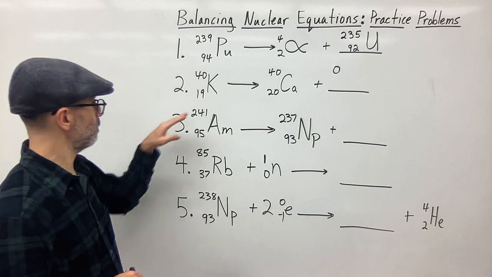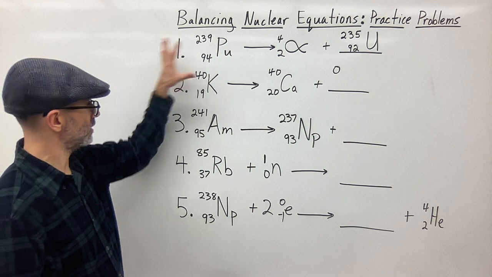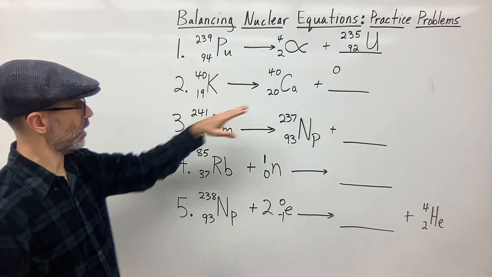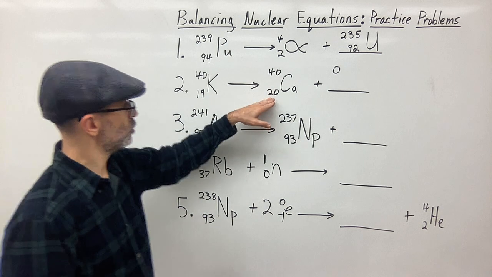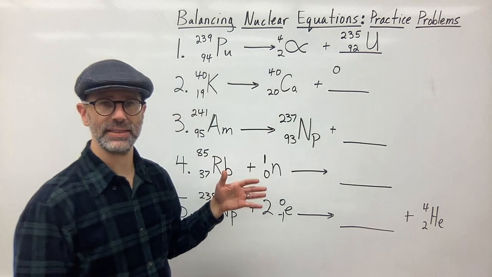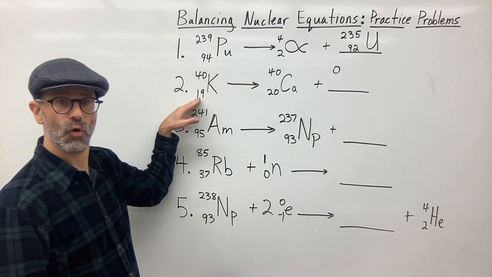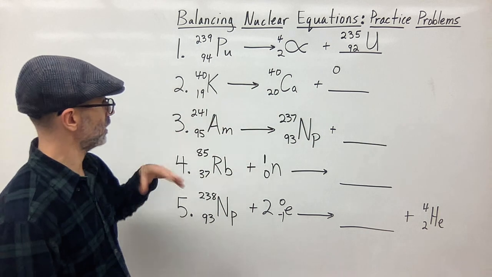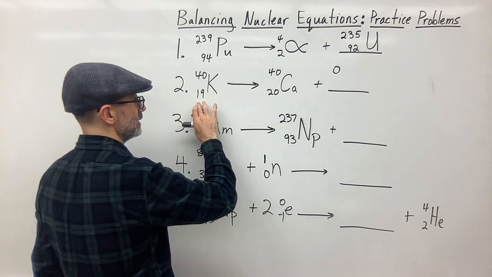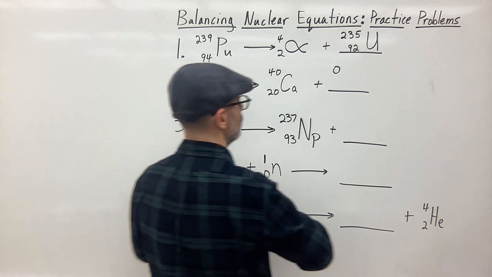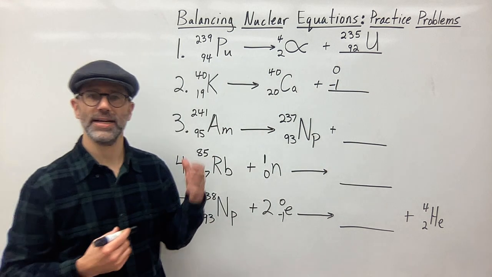Next, I do the same thing on the bottom. Here I have 19, so I should have 19 total on this side. I have 20, so 20 plus what is going to give me 19? Again, all I do is subtract 20 from the total on this side, which is 19. 19 minus 20 is negative 1. So I got a negative 1 down here. Well, what particle has 0 mass?